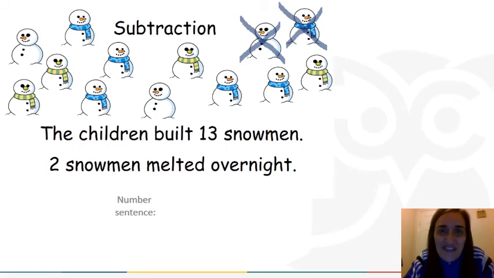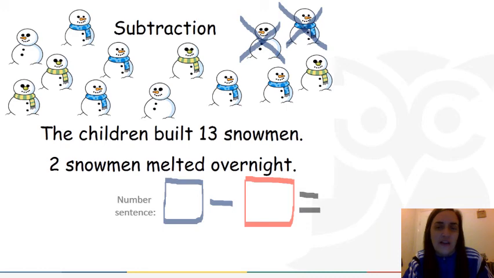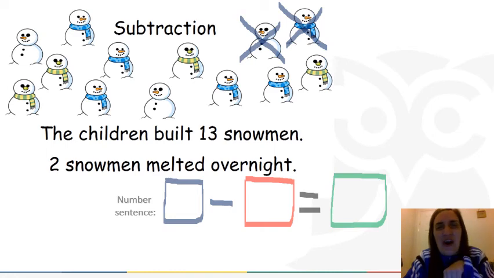Next challenge. You ready for this? How would I write what we've just done in a number sentence? So, something, this blue box here, take away something else, that's the red box, how many we took away, equals the green box, how many are left? Have a think, pause the video, see if you can work it out or even write it down.